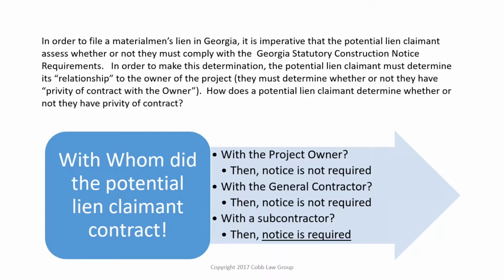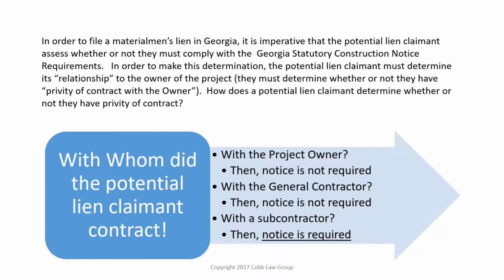In those instances, even though you're not working with the owner, Georgia law says that you have privity of contract with the owner because the general contractor is an agent of the owner. And as an agent, the general contractor has hired you. They know that you're on the job, and it's their obligation, their responsibility to flow the money downstream to you. If you are contracting with a subcontractor or lower, then notice is required.